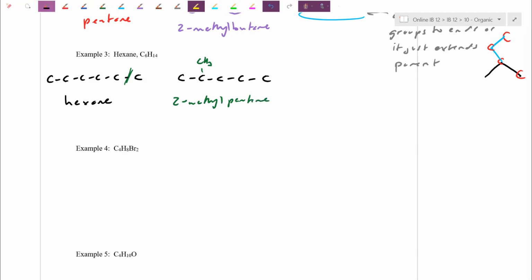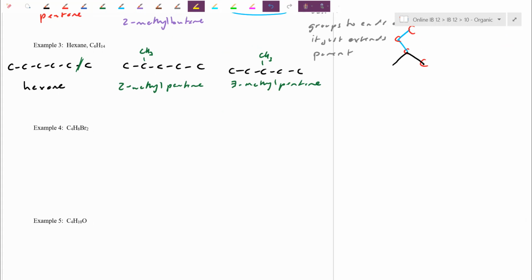I can reattach on carbon number 3. Right. So if it has a different name, it's a different isomer. I haven't seen it yet. 3-methyl pentane. Can I reattach on carbon number 4? So let's go here. 1, 2, 3, 4, 5. If I try to reattach it here, what would you have called this one?